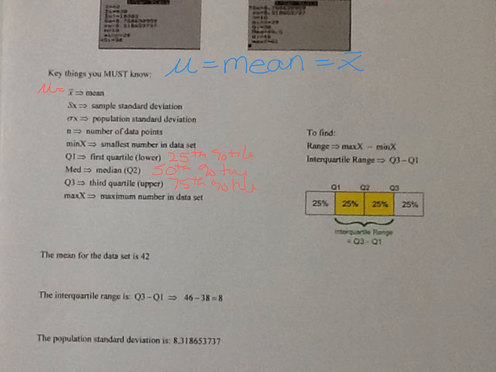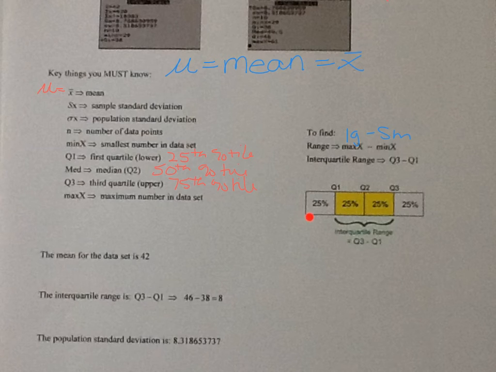You should also know this over here. The range, you should know this though. It's the largest number minus the smallest number. It's the max X minus the min X. This should look familiar from algebra. Your interquartile range is quartile 3 minus quartile 1.